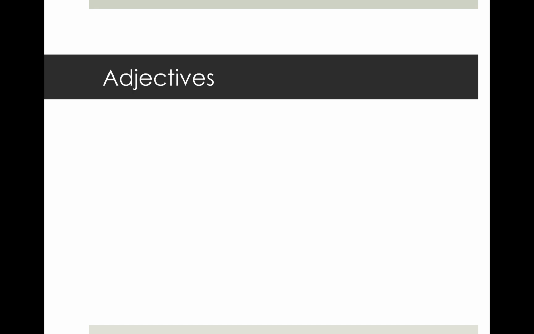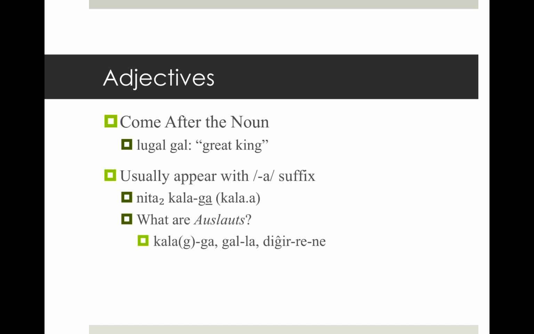So we've talked about nouns. We've talked about how cuneiform signs work in general. Now let's look at adjectives. Now, adjectives almost always come after the noun. So we talked about lugal gal, great king. Lugal is king, gal is great. So the king, the great one, right? That's kind of how that's being done. Of course, a number of languages that you know of do that as well, so nothing terribly surprising there. Now, usually, even though we didn't see it in my first example, usually an adjective will appear with an a suffix. And this is where we want to talk about that.